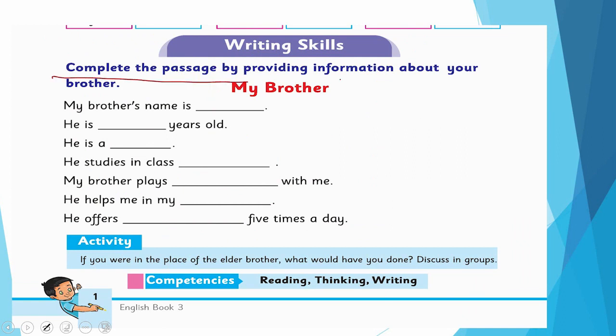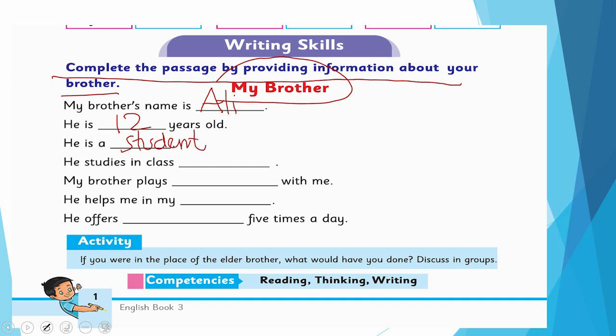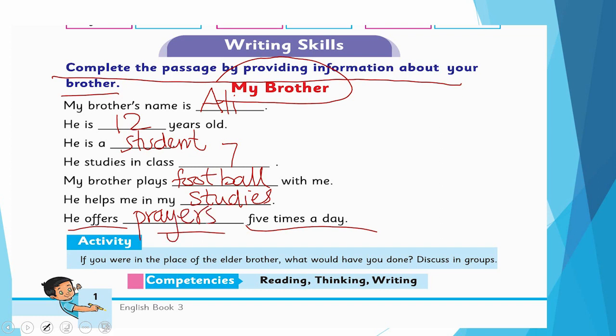Writing skills. Complete the passage by providing information about your brother. My brother. My brother's name is Ali. He is 12 years old. He is a student. He studies in class 7. My brother plays football with me. He helps me in my studies. He offers prayers 5 times a day.